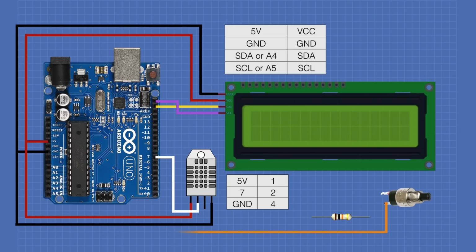Now we'll run a connection from one side of our push-button switch to pin 2 on the Arduino. We'll also connect the same side of that push-button switch to the Arduino's 5 volts through the 10K resistor. This is acting as a pull-up resistor. Finally, we'll connect the other side of the push-button to the Arduino's ground.